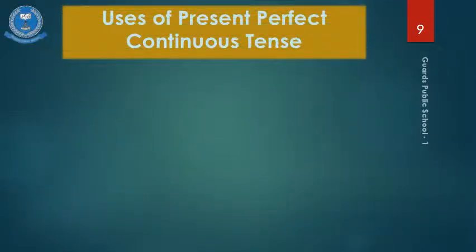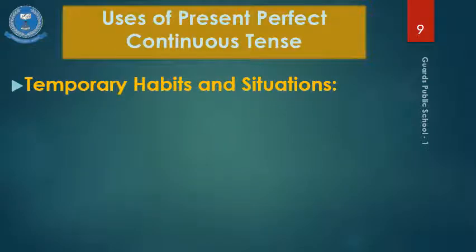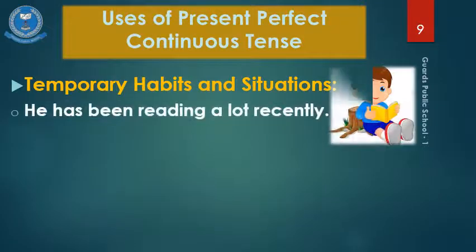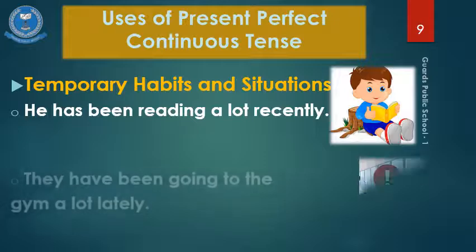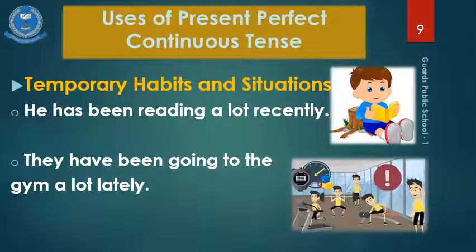The second use is temporary habits and situations. The action started in the past and continues to the present in the same way as we discussed in our previous example of unfinished action. But we don't answer the question about how long so clearly. Instead, we use a word like recently or lately. For example, he has been reading a lot recently. They have been going to the gym a lot lately.